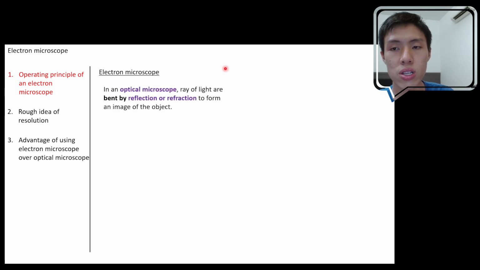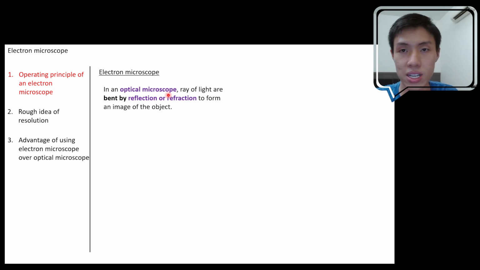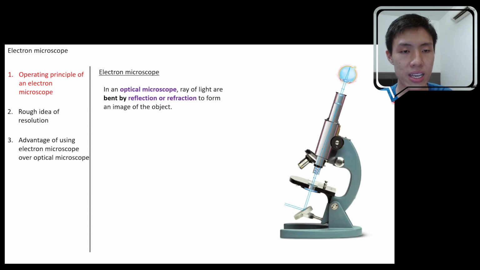For the usual light microscope, which we use in the lab, those normal microscopes that we use to study cheek cells, to study plant cells, rays of light are bent by reflection or refraction to form an image of the object. So if you have a light microscope over here, this is a usual microscope that you might see in your lab.